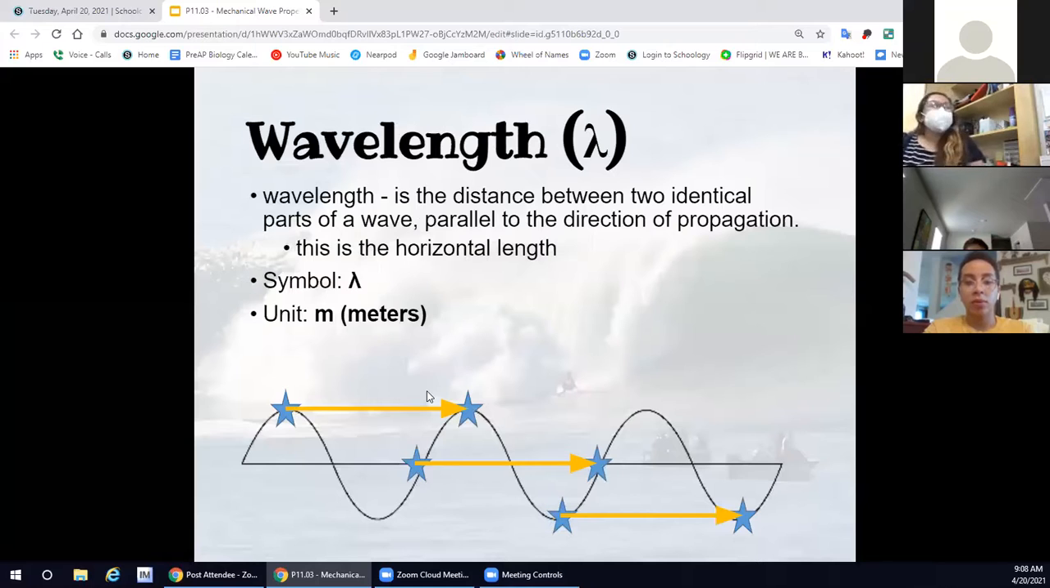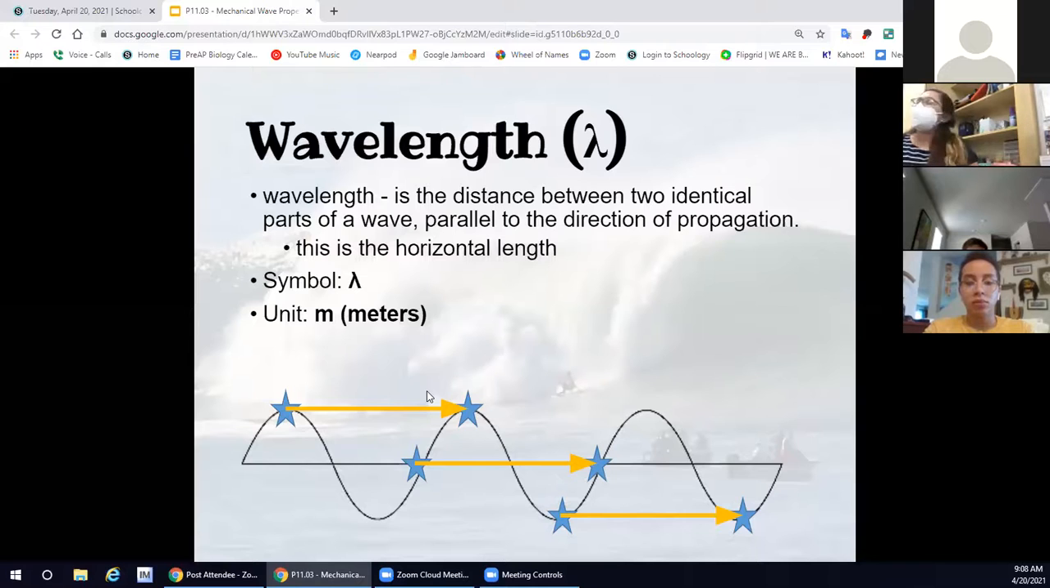Wavelength measures the length of a wave. It's the distance between two identical parts. So keep that in mind. I don't think we have to measure wavelengths this year because we don't have rulers. I mean, we have rulers, but you can't use them.